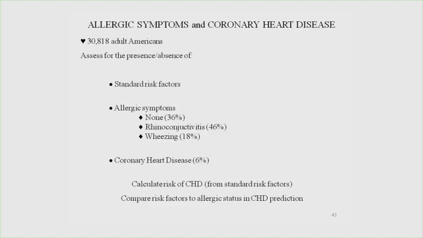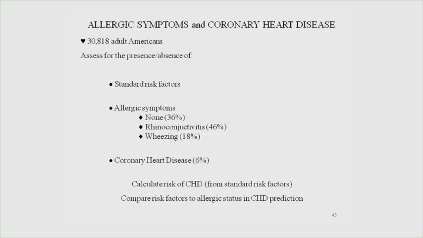Let's talk about allergy, another cause of chronic maladaptive upregulation of the immune system. We're going to look at the relationship between allergic symptoms and coronary heart disease in 31,000 adult Americans. We're going to look at your standard risk factors, lipids, high blood pressure, diabetes, and allergic symptoms. Now, 36% of the subjects had none. 46% had rhinoconjunctivitis, which is a fancy way of saying runny nose, itchy eyes. 18% had intermittent wheezing. 6% had coronary disease.